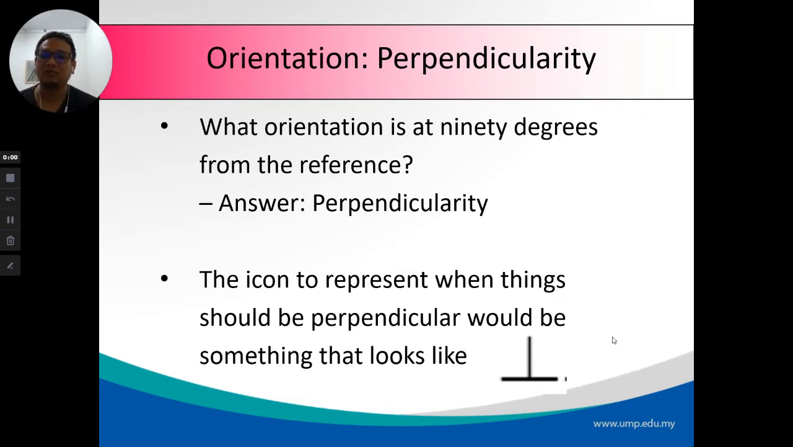Finally, you have perpendicularity. Perpendicularity is an orientation at 90 degrees from the reference. And the icon is like the same thing: you have one horizontal line and one vertical line.